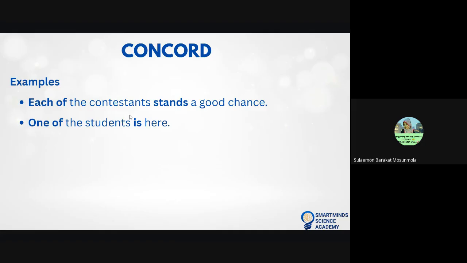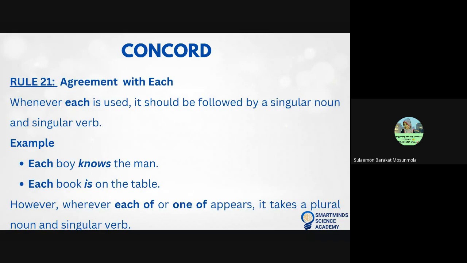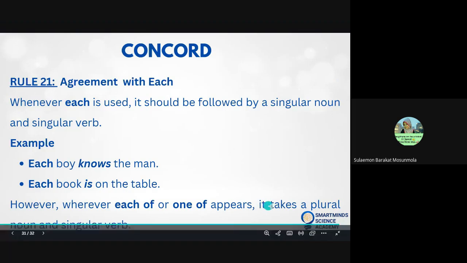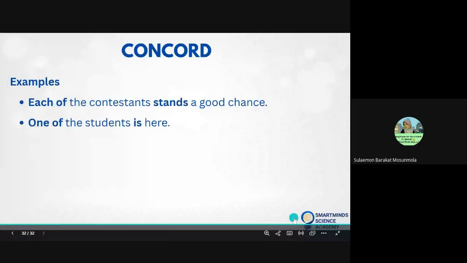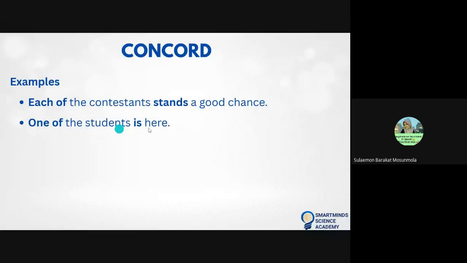One of the students is here. Remember we said each of or one of. These two things follow the same rule. They both take a plural noun and a singular verb. Each of takes a plural noun and a singular verb. One of also takes a plural noun and a singular verb. One of the students is here.